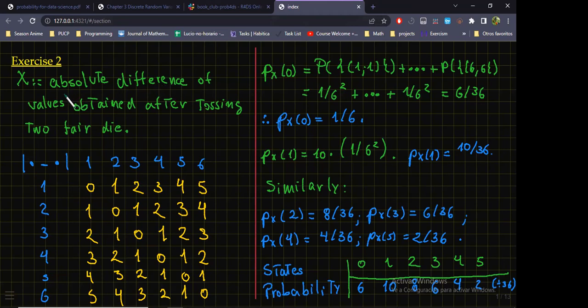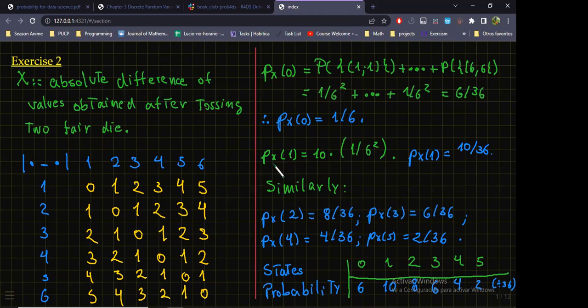Now to calculate the PMF of this random variable, it will simply be a case of counting the occurrences. For example, P_X of 0, that is that the absolute difference between the values obtained with the dice is 0. We can see that happens in these cases where the value is the same between those dice: the event 1,1, the event 2,2, 3,3, and such. All of these have the same probability. We're assuming fair dice, so it's just a repeated sum: 6 times the value 1/6 squared, because there are 36 possible outcomes.